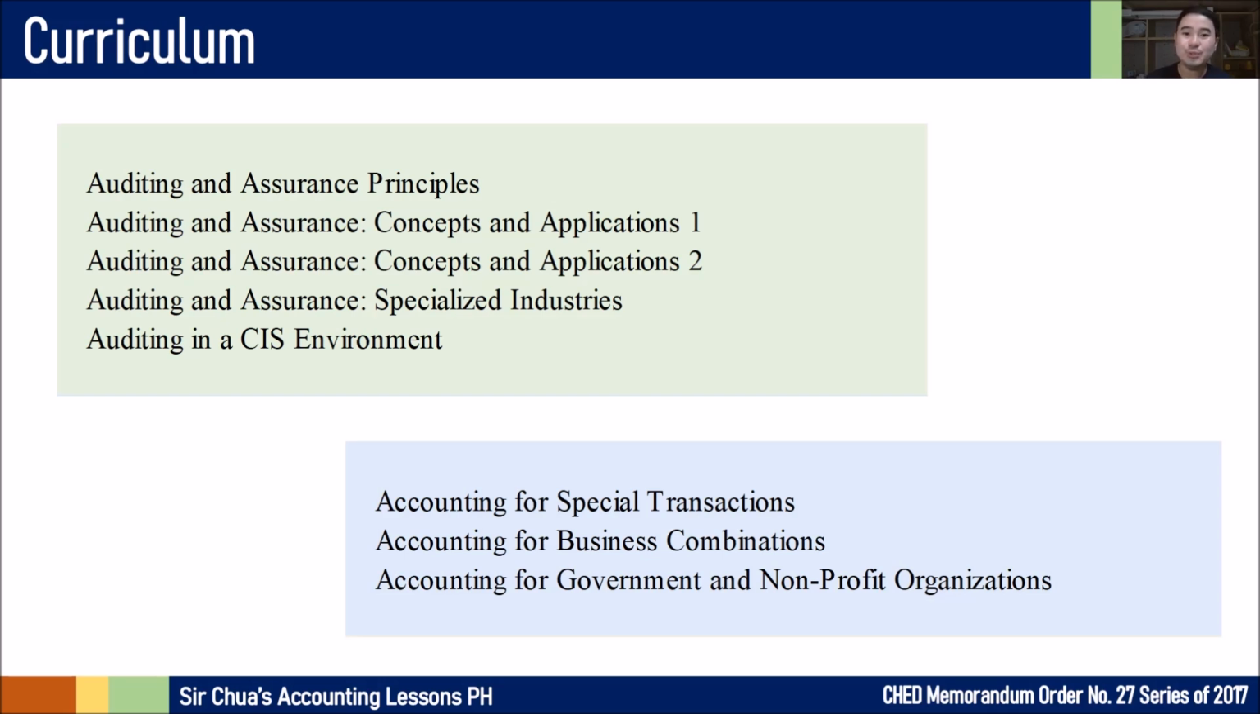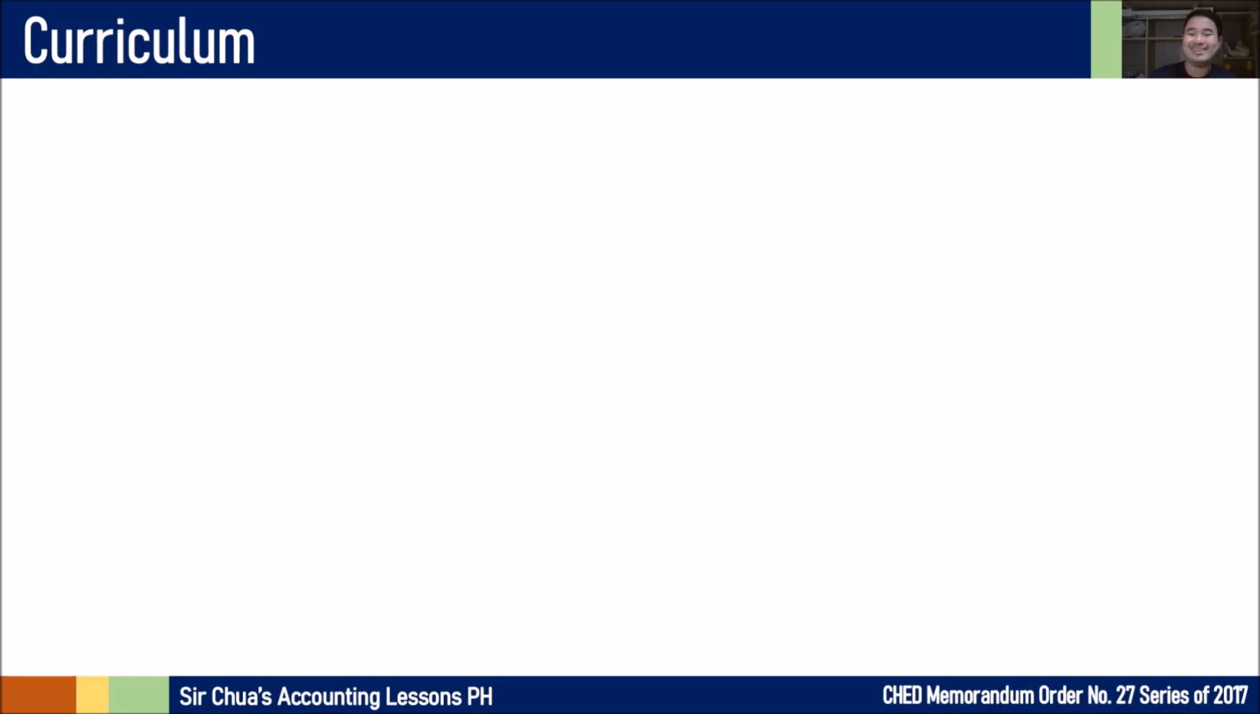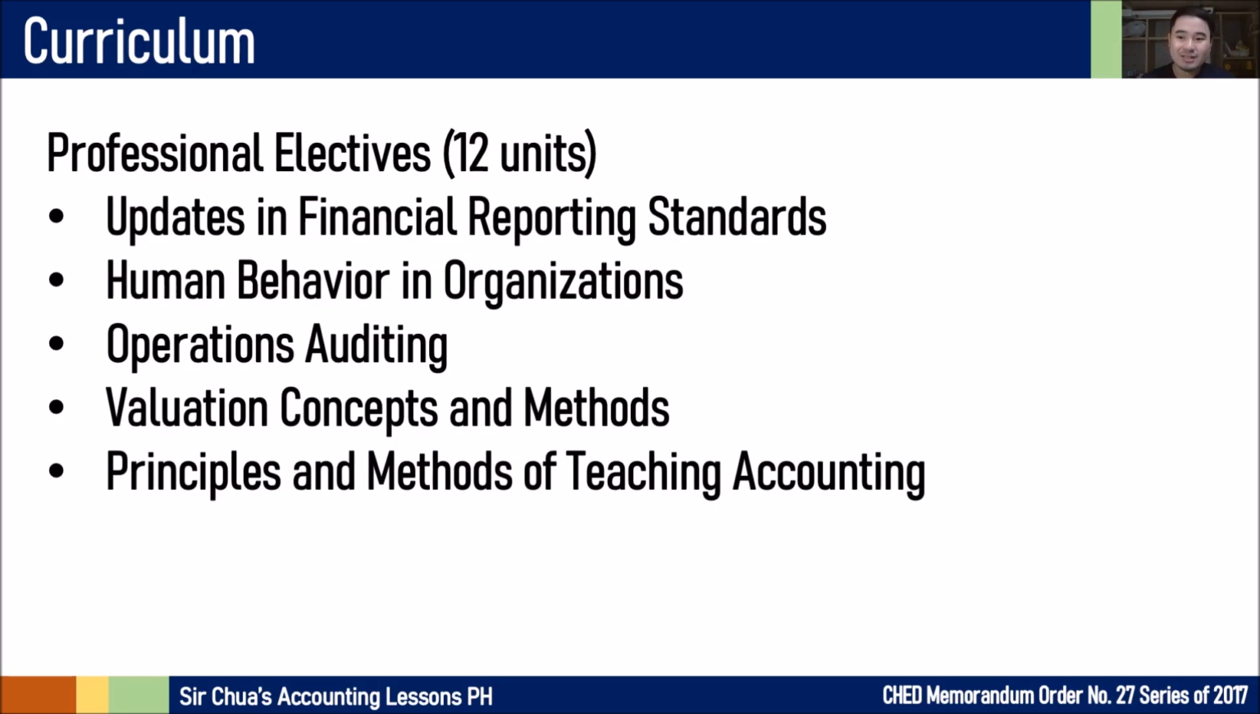Okay. Sir, ano po yung nawawala pa nating 12 pala, no? 12 units para mabuo yung 36 professional courses. Okay. Now, the CHED gives us, again, the freedom to choose through electives. Out of those 5, pili ka ng 4. 4 times 3, 12 units. Updates in financial reporting standards, human behavior in organizations, operations auditing, valuation concepts and methods, and principles and methods of teaching accounting. Pero, like what I've said earlier about electives, sometimes schools fix them for you.